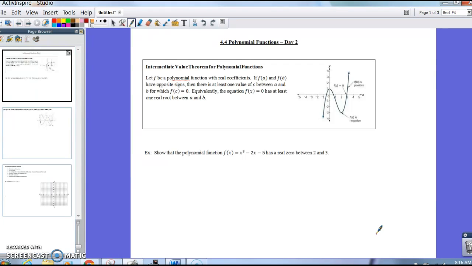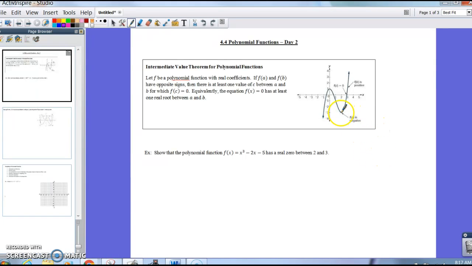is very straightforward. It says if f is a polynomial function with real coefficients and f of a and f of b have opposite signs, then there is at least one value of c between a and b for which f of c is 0. So basically what that's saying is this, and you can see this on your note sheet. So if you didn't print out the note sheet yet, go ahead and stop the video and then print it out from the assignment page.